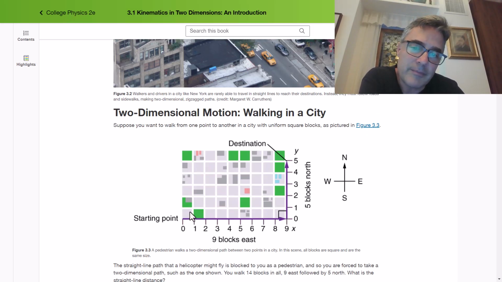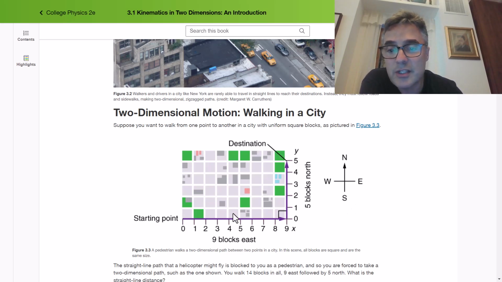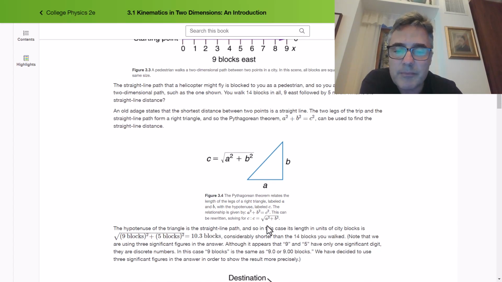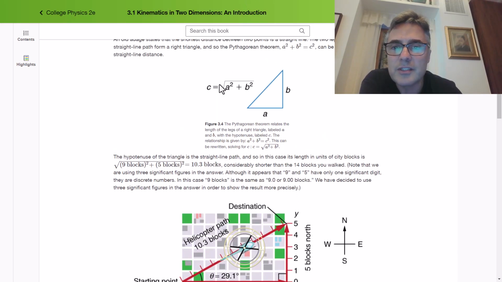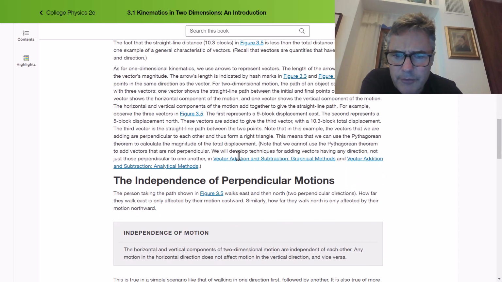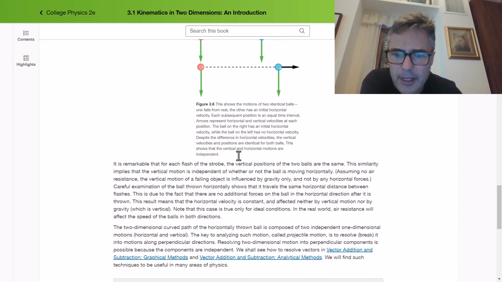So you can imagine walking some blocks east and some blocks north. You can set up an x-y axis. They define plus x to be in the east direction and plus y to be in the north direction. And if a helicopter flew that distance, you would use the Pythagorean theorem to find out how far the helicopter traveled. So hopefully you're familiar with this kind of math.